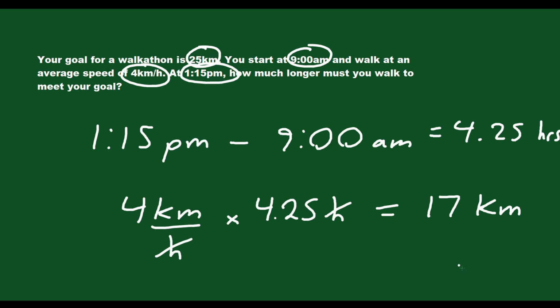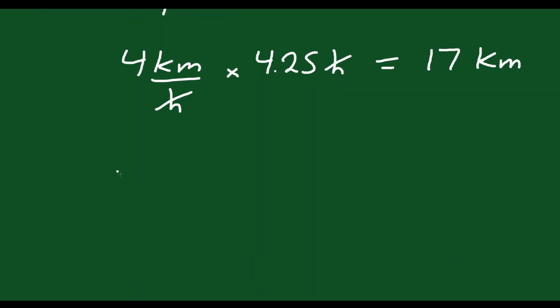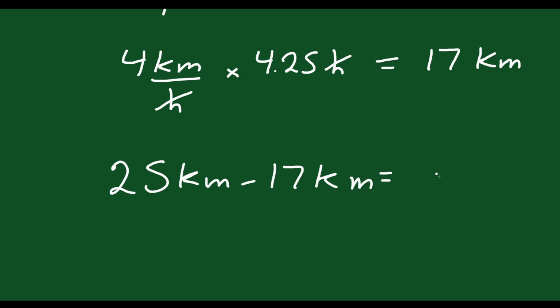So the question is, how many more kilometers do I have left? Well, remember, your goal was 25 kilometers. So 25 kilometers minus the 17 kilometers I already walked is going to be 8 kilometers. So I have 8 kilometers remaining that I have to walk.